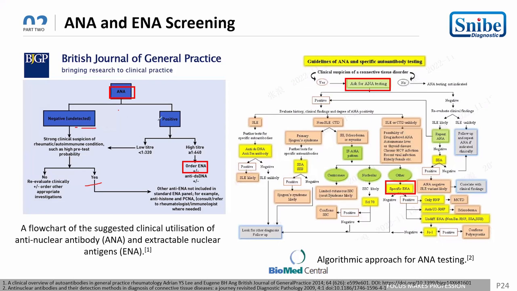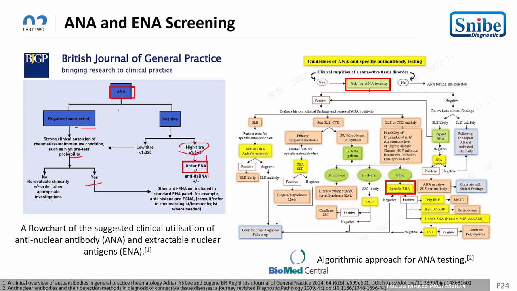So if the ANA is positive and it's a low titer, then go for the clinical rheumatoid autoimmune conditions. Otherwise, if it's a high titer, then you have to go for the ENA and anti-double stranded DNA. If it's positive or negative and ENA is positive, then not included in the standard ENA panel, for example, antihistone and PCNA is in rheumatoid hematology where needed.